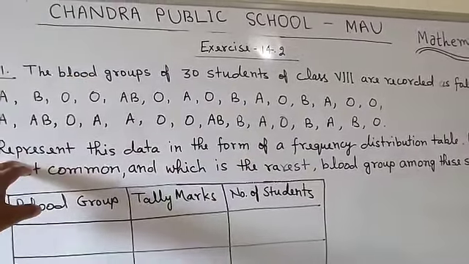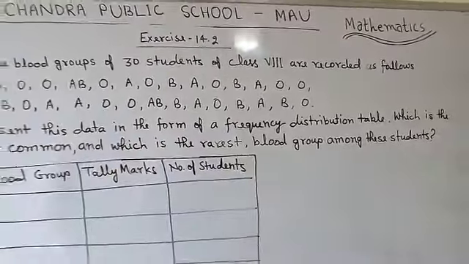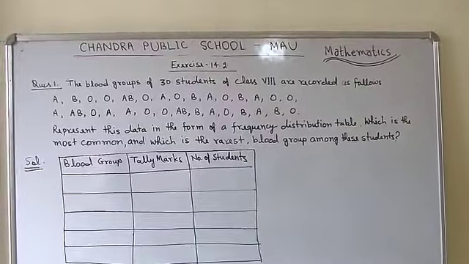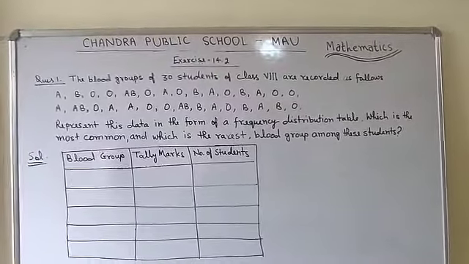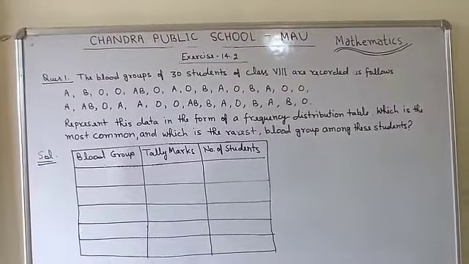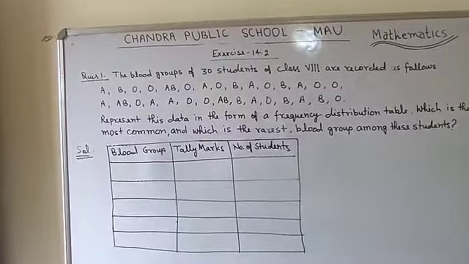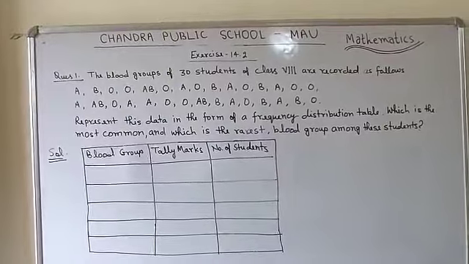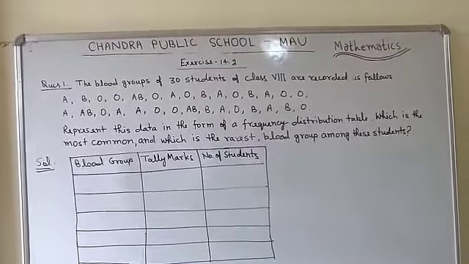And now in the question it is asked to represent this data in the form of a frequency distribution table, and to say which is the most common and which is the rarest blood group among these students. So first you need to represent the data in the frequency distribution table. Students, you can represent data in two ways. One is simply called frequency distribution and the second is grouped frequency distribution. Both types of questions are given in your exercises.